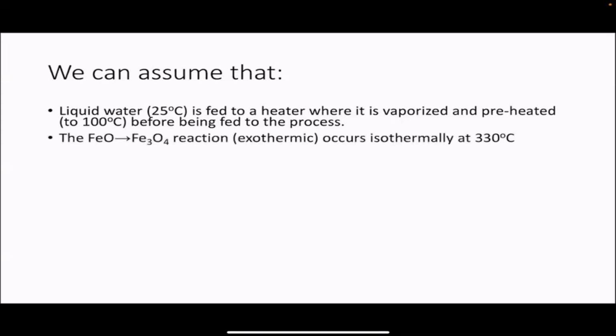That's the reaction where the Wüstite phase becomes the magnetite phase, right? So this is the reaction with the water. We're going to assume that that reaction occurs isothermally at 330 degrees C.